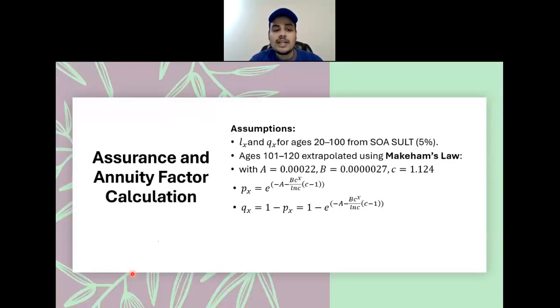Now moving on toward the assurance and annuity factor calculation. To dynamically calculate the assurance and annuity factors, which are required for the policy and the premium calculation, we have taken the values of lx and qx for ages 20 to 100 from the SOA SULT 5% table, and for ages 101 to 120 we have extrapolated these values using Makeham's law, utilizing the constants from the previous project given, and we have utilized the formula px for qpx and qx for extrapolation based on Makeham's law, which is shown in the given figure.